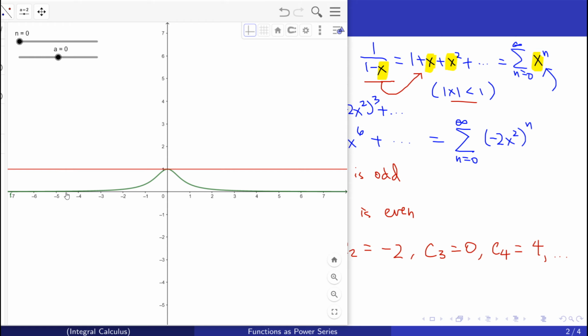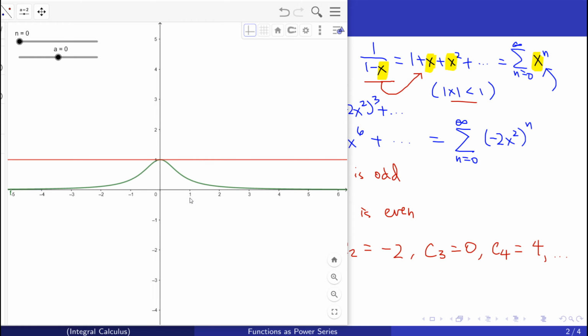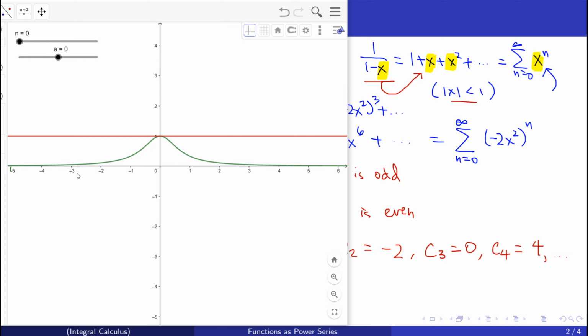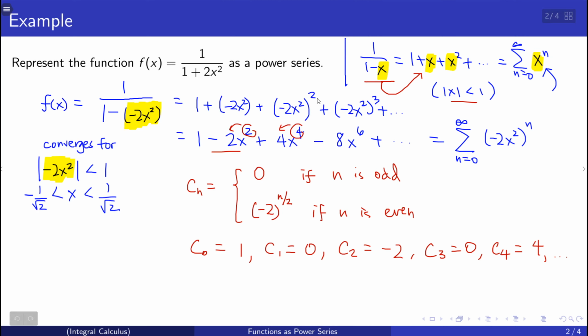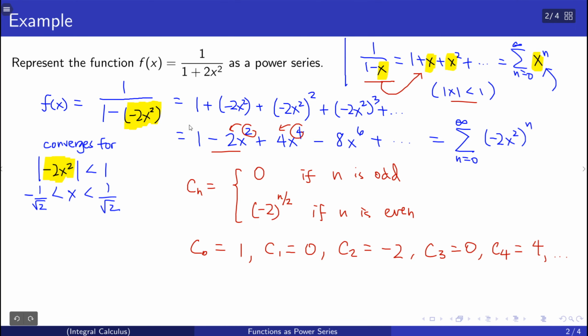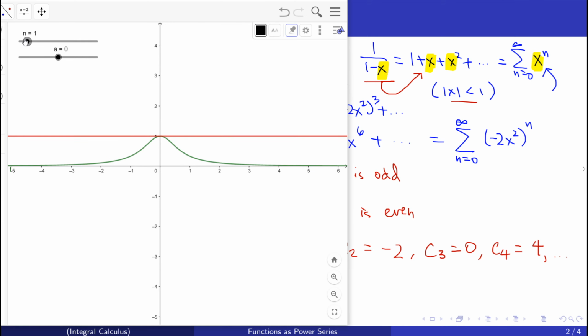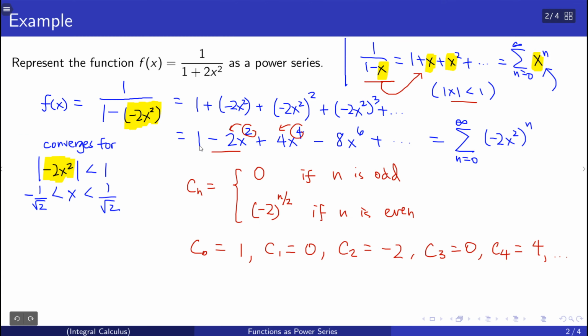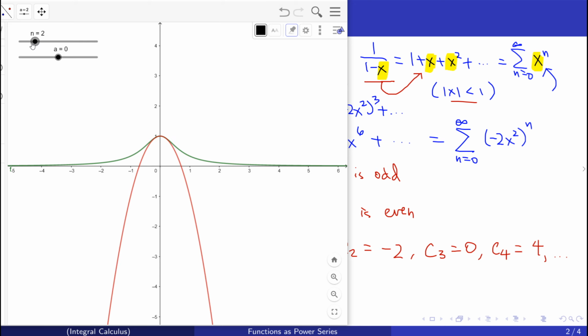So this green curve here is the curve 1 over 1 plus 2x squared. And what I'm doing is I'm adding up partial sums of this series. So 0, 1, 2, 3, 4. Remember, the nth partial sum means stop at the nth term. So that's the first partial sum, just 1. For n equals 1, it's the same, because you don't have an x to the first power term. Well, for x squared, it's now minus 2x squared. Okay, that's 1 minus 2x squared.